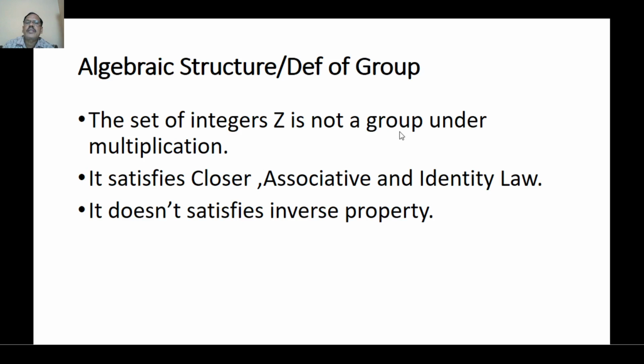If you take 2, it has no inverse under multiplication. 3 has no inverse element under multiplication, so that their product is 1. 2 into some element is equal to 1. So it has no inverse element. It satisfies closure, associative and identity law. It does not satisfy the inverse property. So therefore it is not a group.